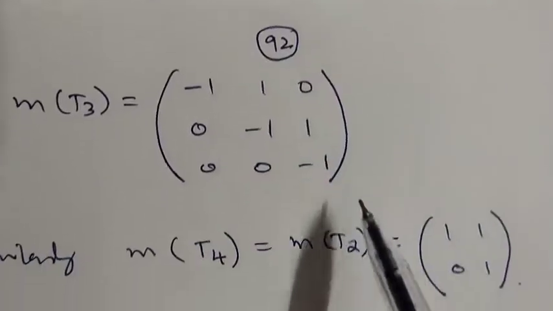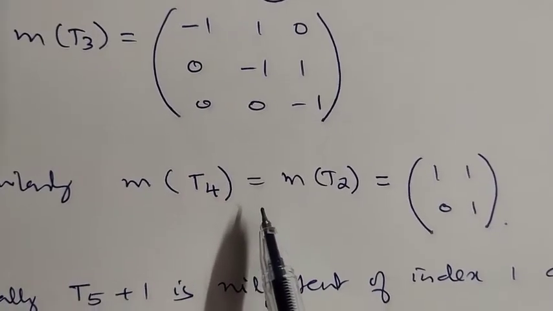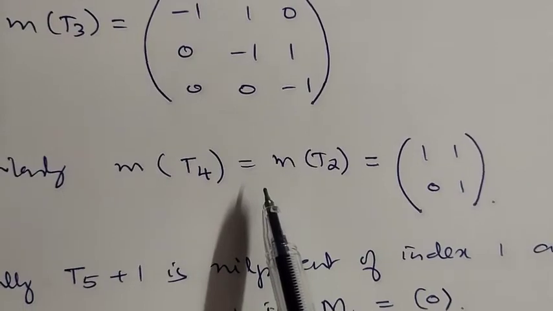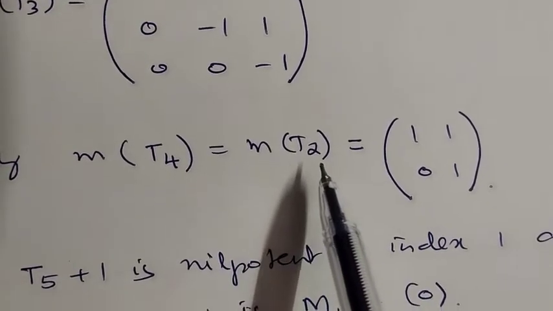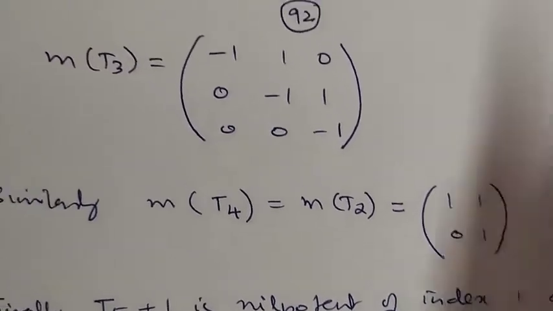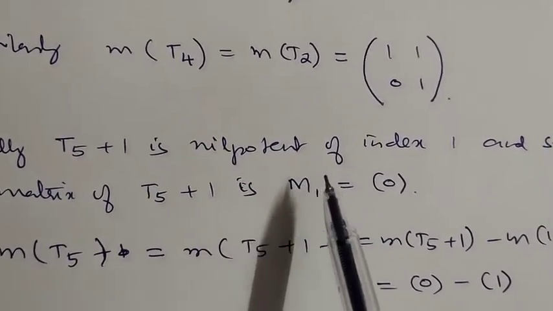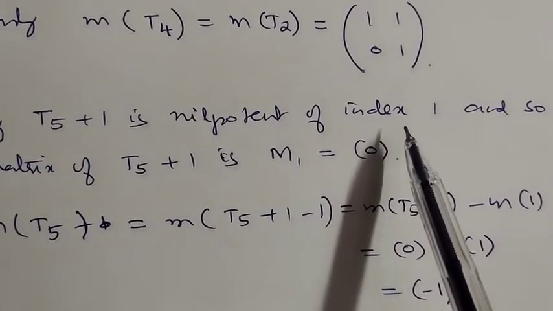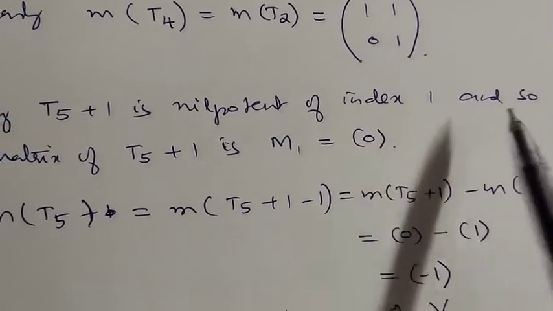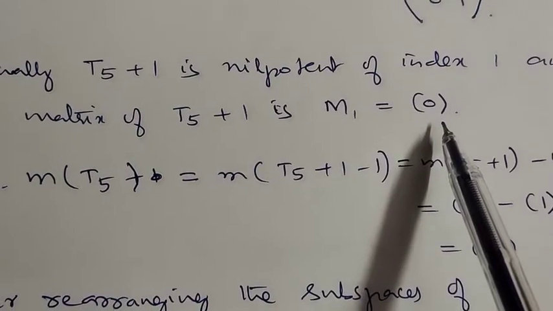Matrix of T3 is this. Similarly, matrix of T4, because T4 is a nilpotent matrix of index 2, so it is the same as matrix of T2, so [[1,1],[0,1]]. Finally, T5 plus 1 is a nilpotent matrix of index only 1, because (T5 plus 1) of V is 0, and so the matrix of T5 plus 1 is simply 0.